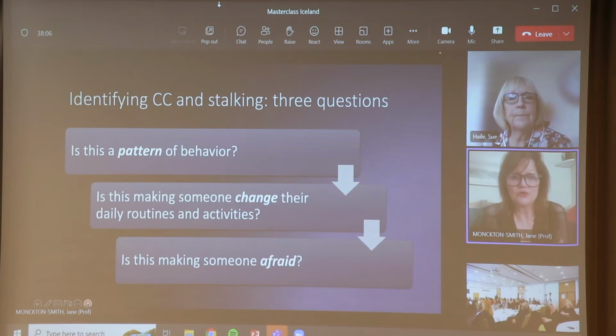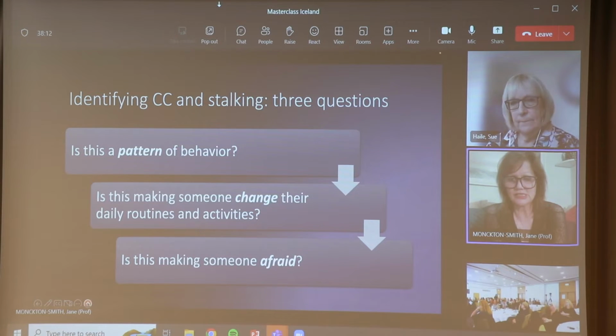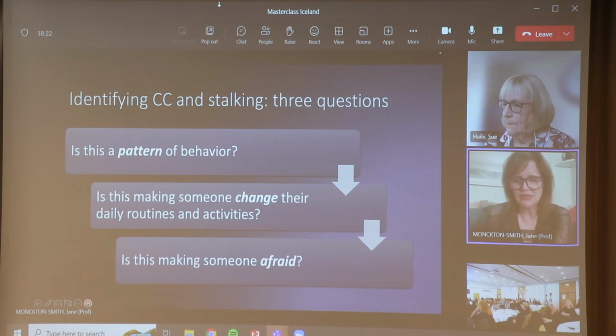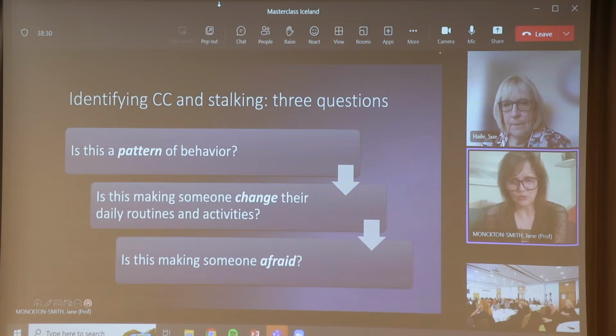So, 3 questions. This came out of the United States, these 3 questions, to identify coercive control or stalking in a kind of triage thing. So 1, is it a pattern of behaviour? Coercive control is a pattern. It kind of happens over and over again. Is the pattern making someone change their daily routines and activities?